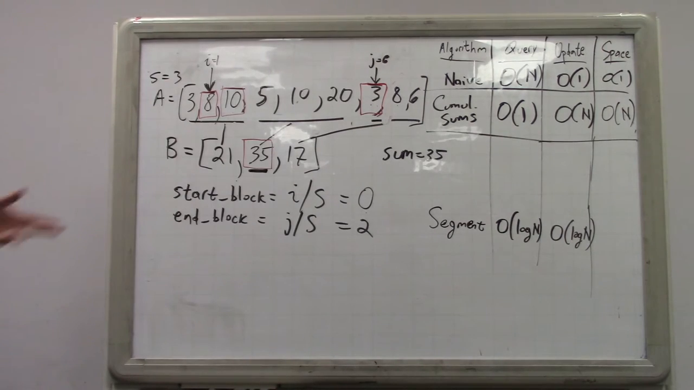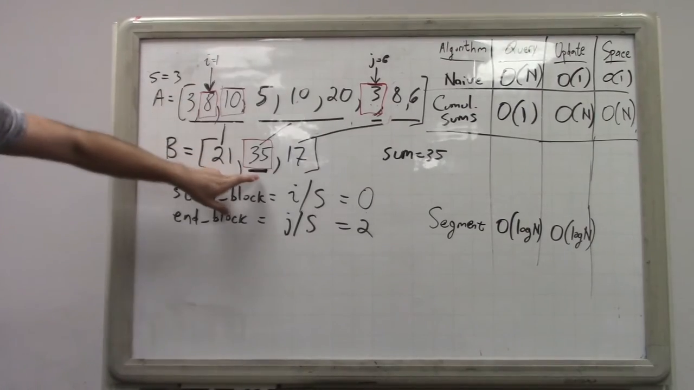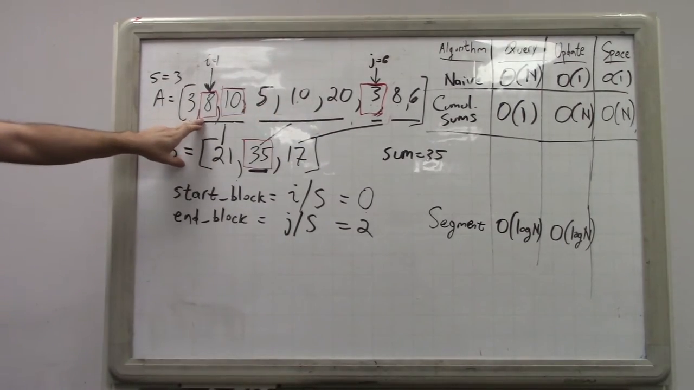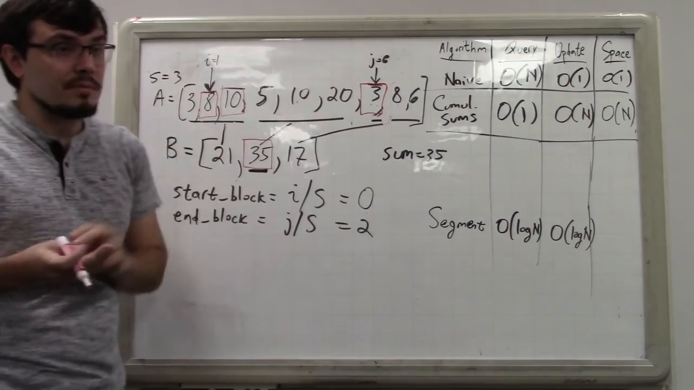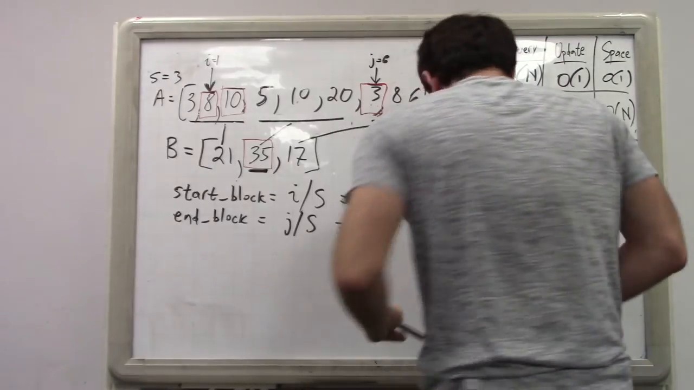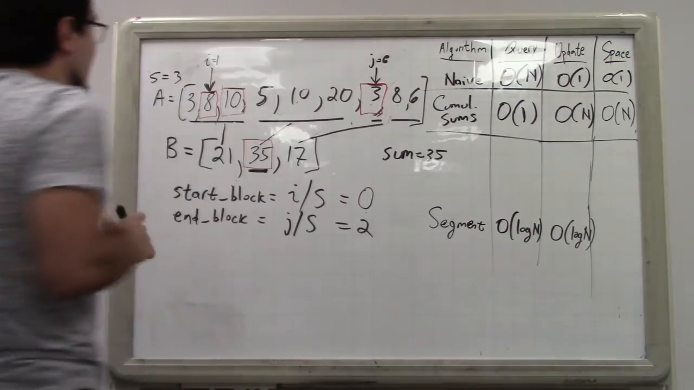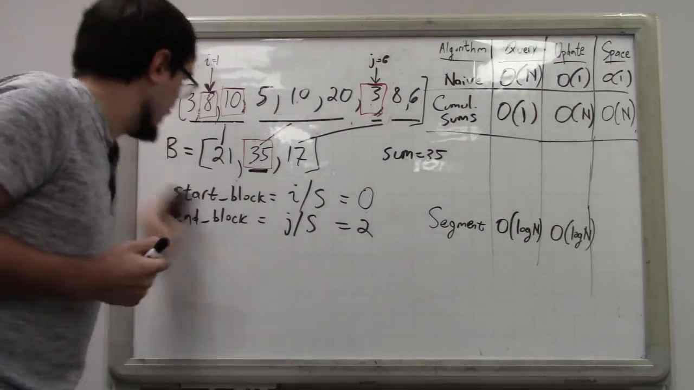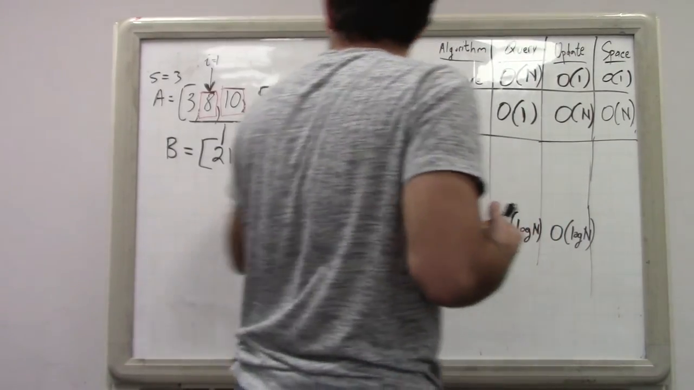So you see how it works. Every time a block is fully covered, you visit it only in the blocks array. You don't examine the individual elements. And when a block is partially covered, you iterate over the individual elements. Now, what's the running time of this? Pretty simple algorithm, right? What's the running time of this? Let's express the running time in terms of this parameter, the block size. What do you think the running time is?